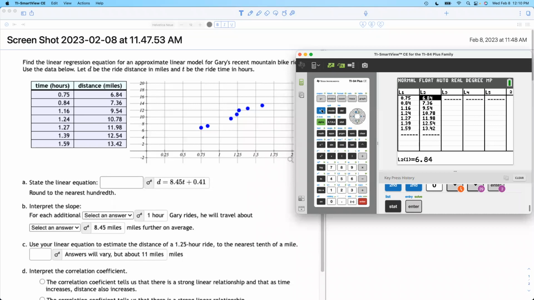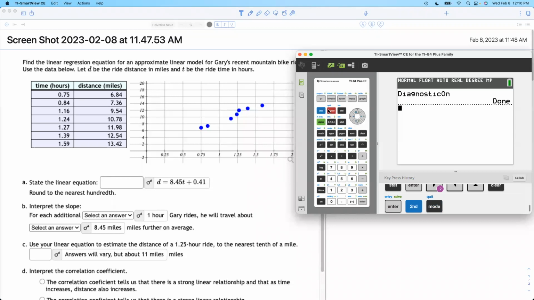Okay, then I'm going to get out of there. Make sure these are the same length. If one of these lists is longer than the other, it's going to yell at you. Again, if you need to clear a list, maybe you've got stuff in L1, you would go up to the top and highlight L1 or whichever list, hit clear, and then hit enter. And that'll clear the list.